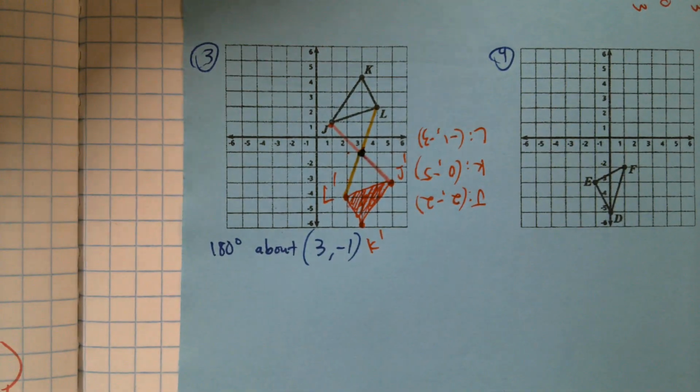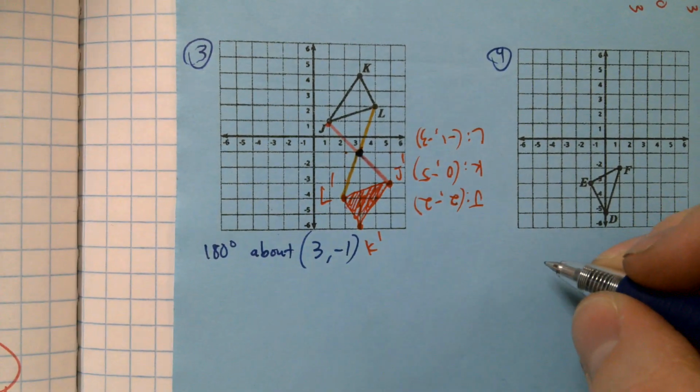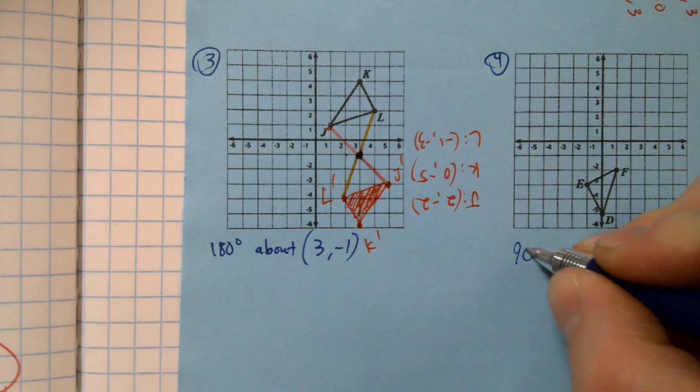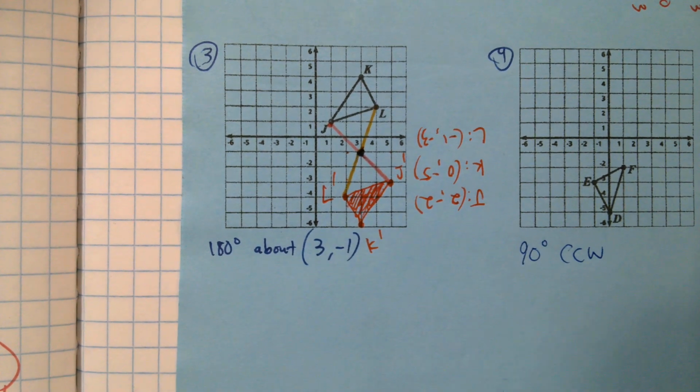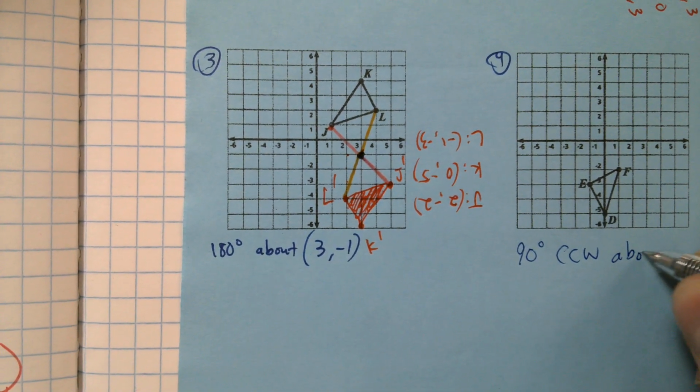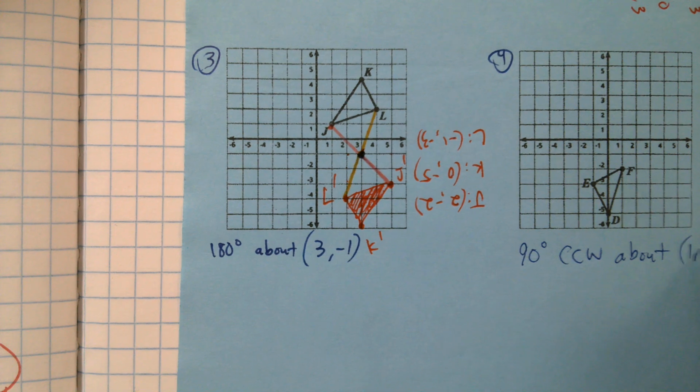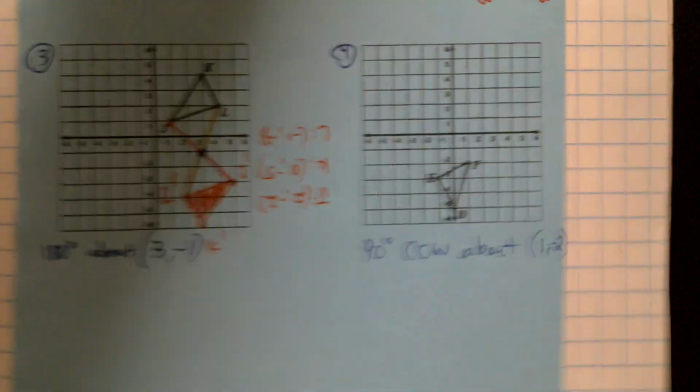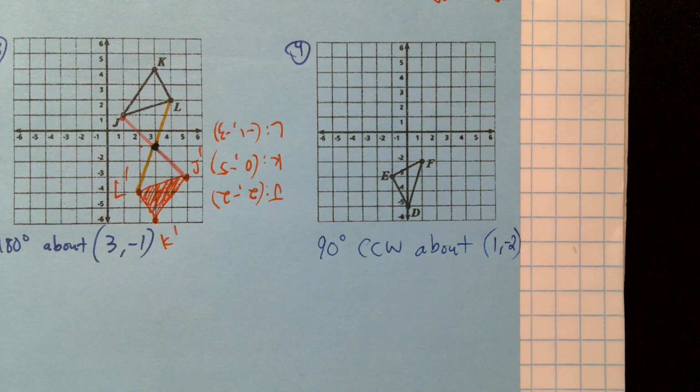I'm going to let you give the last one a try on your own. You're going to rotate 90 degrees counterclockwise about the point 1, -2. Give it a shot. See if you can figure it out.